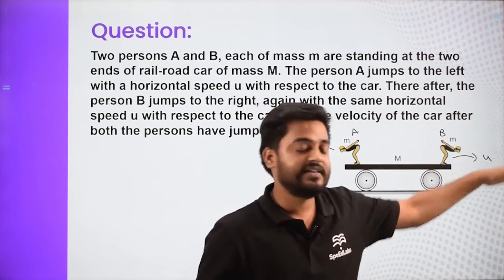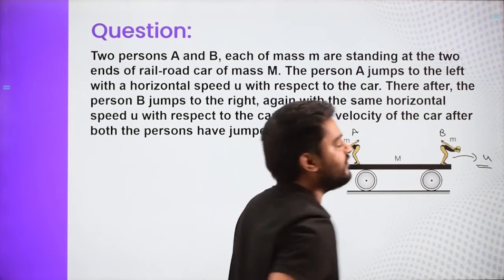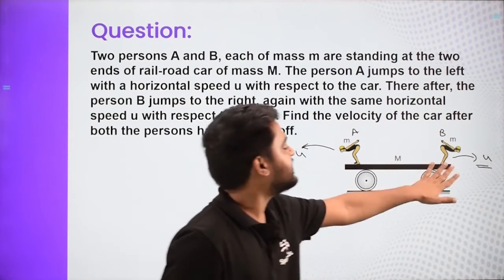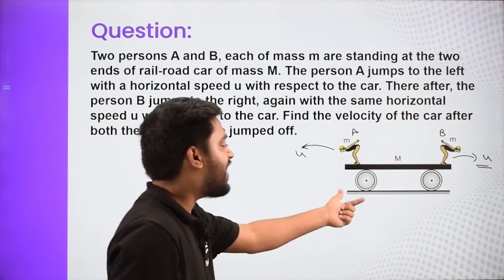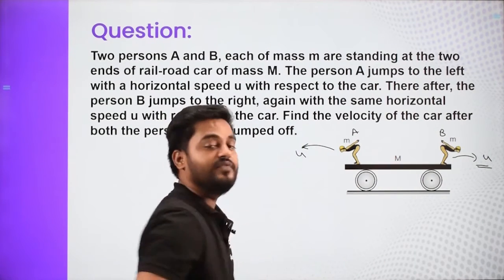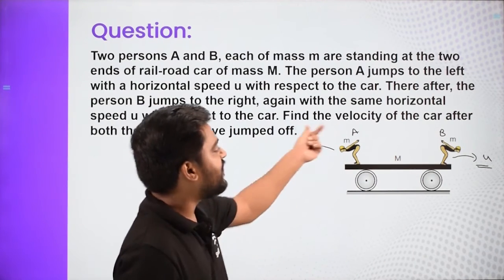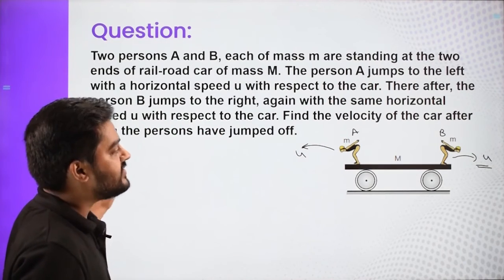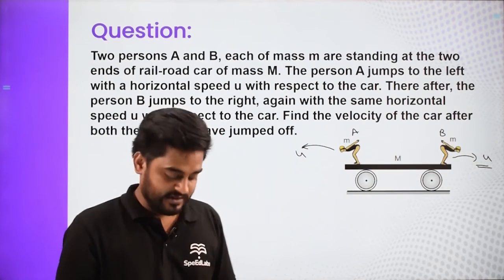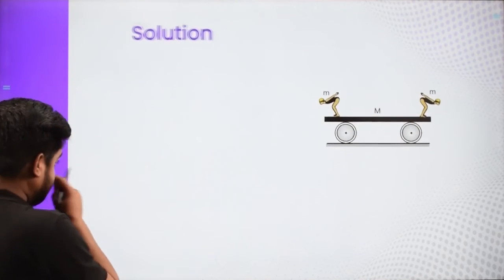Note that this u is not the actual velocity of the person B. This is with respect to this railroad. So what is the final velocity of this railroad? That is our agenda: we need to find the velocity of the car once both the persons have jumped off. So let us discuss the solution.